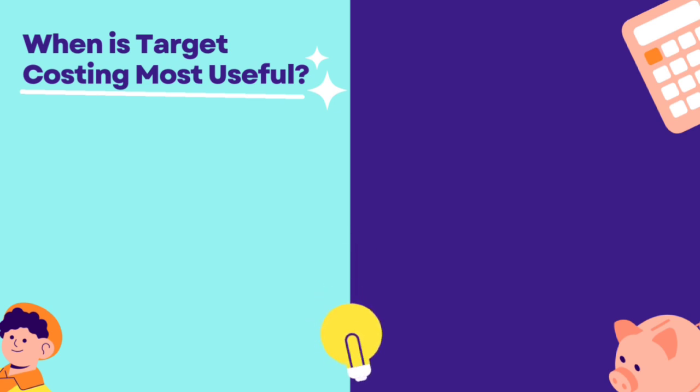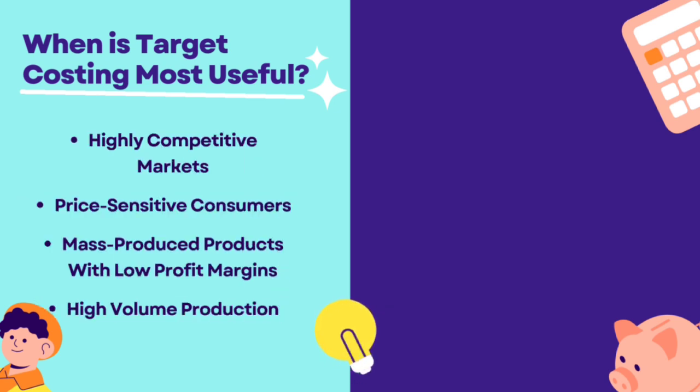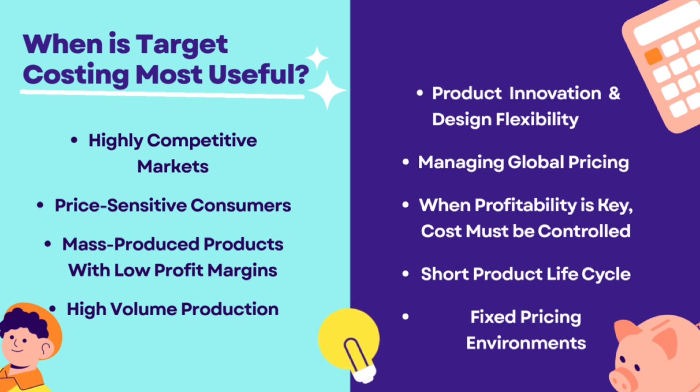Target costing is most useful in certain situations. First, it's valuable in highly competitive markets and for price-sensitive consumers. It's also important for mass-produced products with low profit margin and for high-volume production. On the other side, target costing supports product innovation and design flexibility. It helps in managing global pricing, especially when profitability is crucial and costs must be controlled. It's also useful for products with short life cycles and in fixed pricing environments.